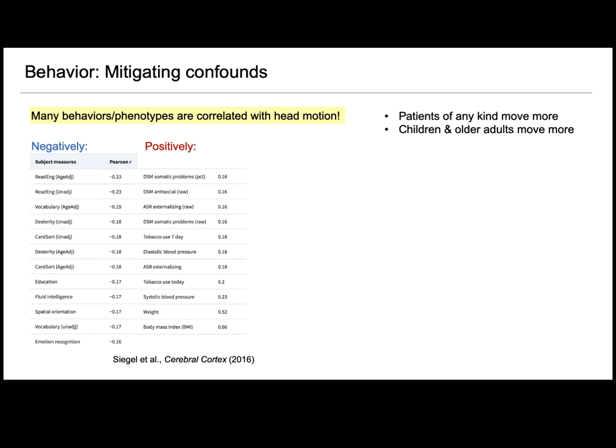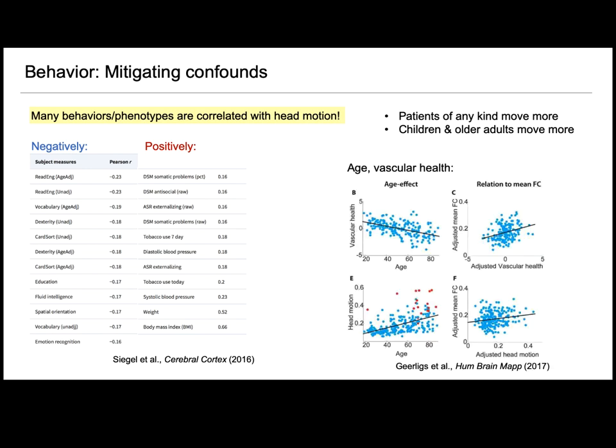There's also a patient effect here. So in general, this isn't always true, but a lot of times patients will move more than controls, and both children and elderly people will move more than young adults or younger adults.